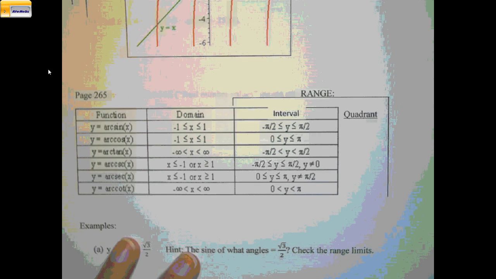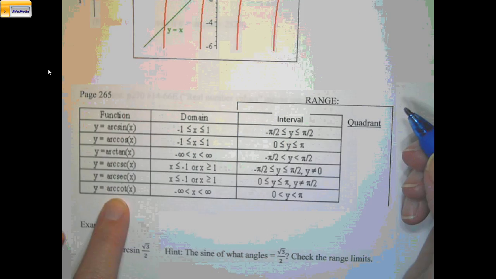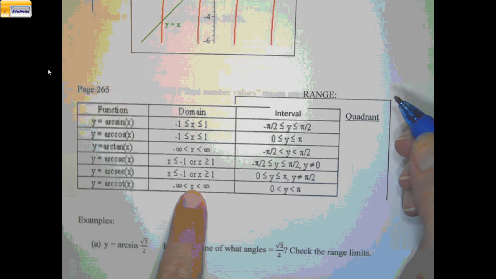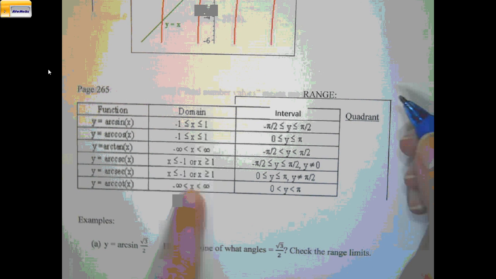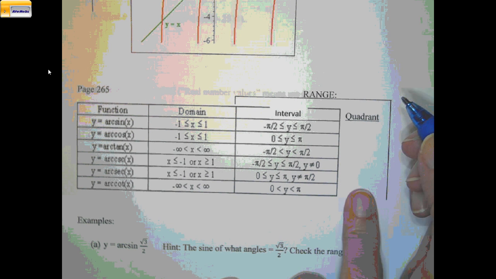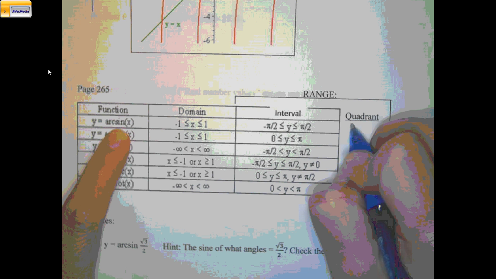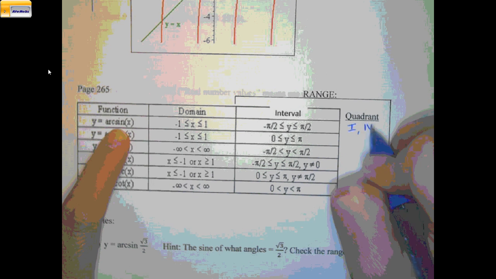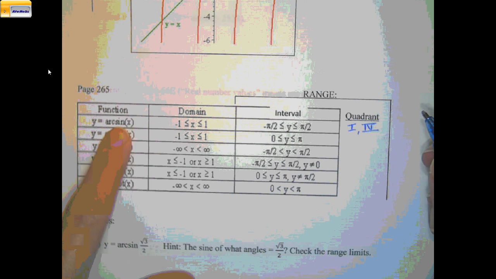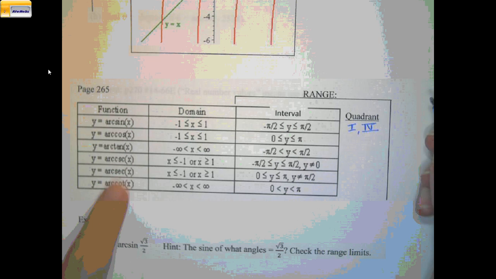This next chart is on page 265 in your textbook. And it's got the functions listed, all of the inverse functions. It's got the domain that's allowed listed. It has the range that's listed. What you're really going to care about is quadrant, probably. So for sine, you're going to use the first and fourth quadrant only. And sine's reciprocal function, cosecant, that's true for him too. So it's quadrant 1 and quadrant 4.